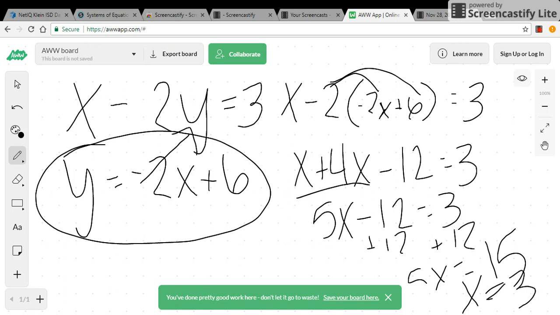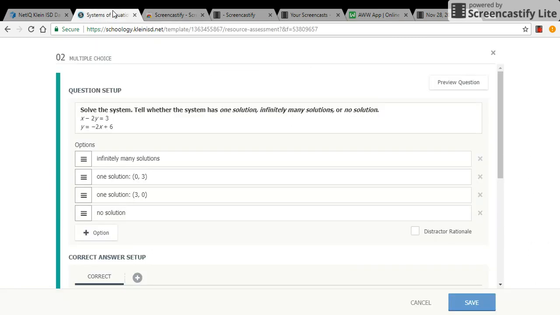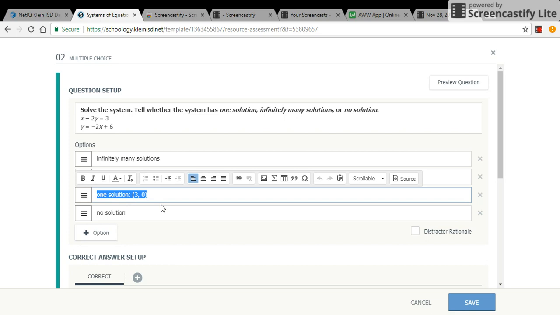Okay. Now that we have x equals 3, we need to go ahead and find y. We'll just plug that right back into this first equation right here. So we're going to say y equals negative 2, not x anymore, but 3, plus 6. So we have y equals negative 6 plus 6. Negative 6 plus 6 equals 0. So y is 0, x is 3. We're going to come back to our problem. y is 0, x is 3, x is 3, y is 0. That is this problem right here, one solution, and there is my correct answer.